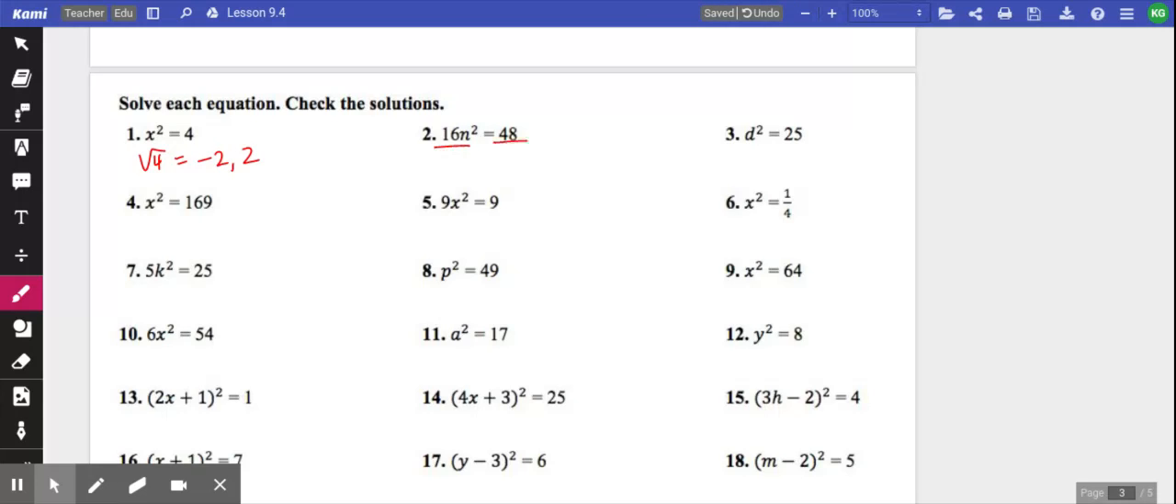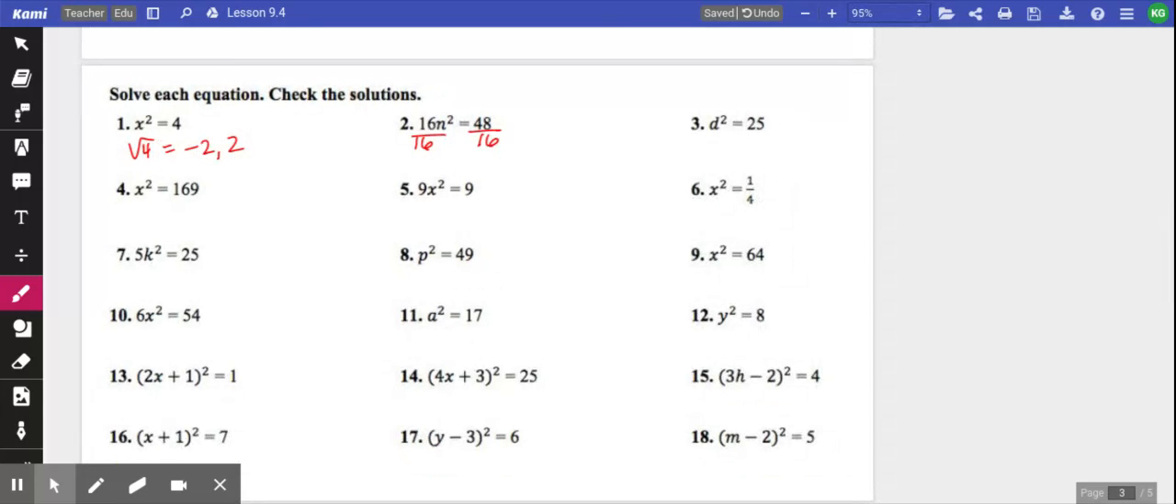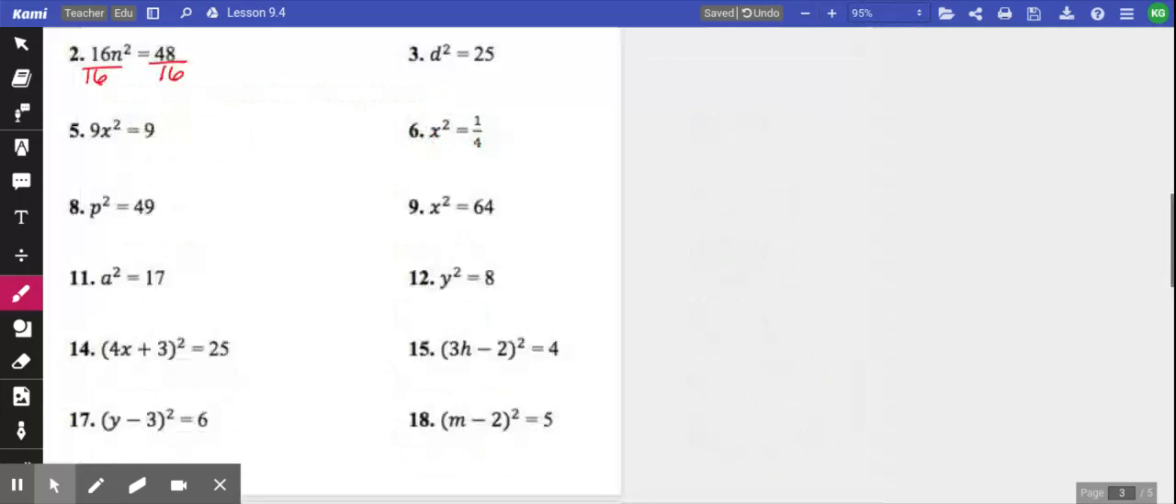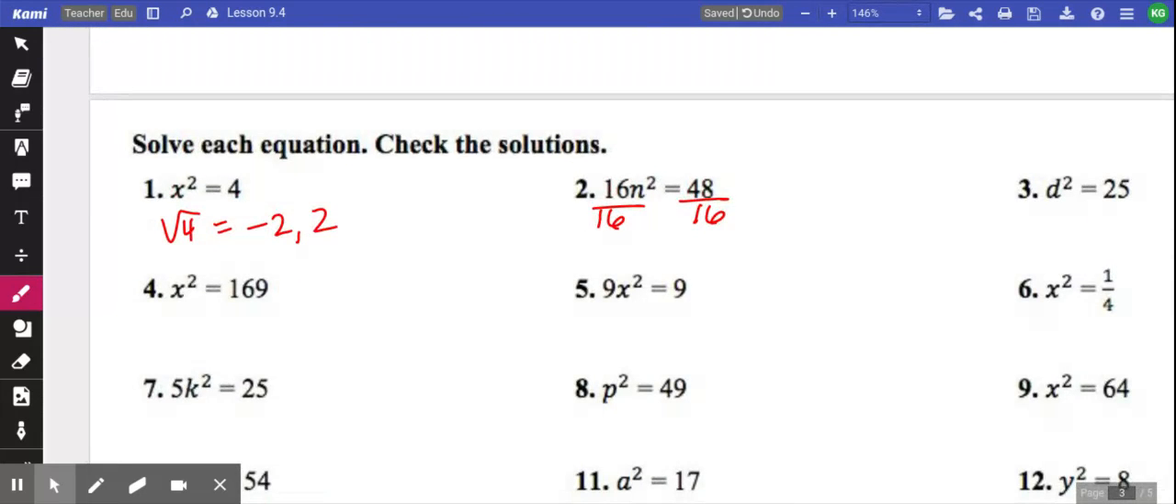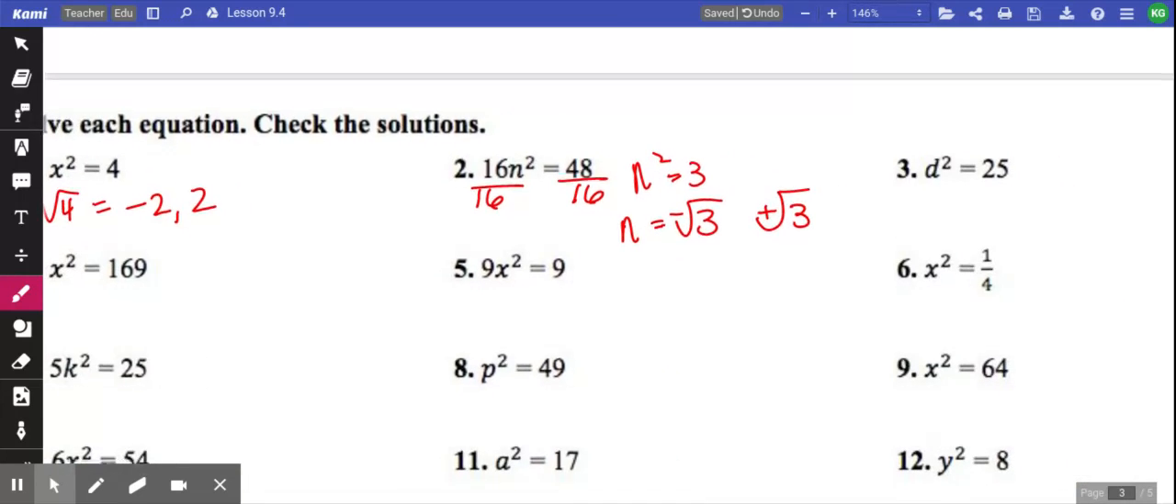On the second one, the first thing I have to do is divide by 16, which is 3. So I have n squared equals 3. And then when I take the square root of that, I get negative square root of 3 and positive square root of 3. And the second one, when I take the square root of 25, I get 5 and -5.